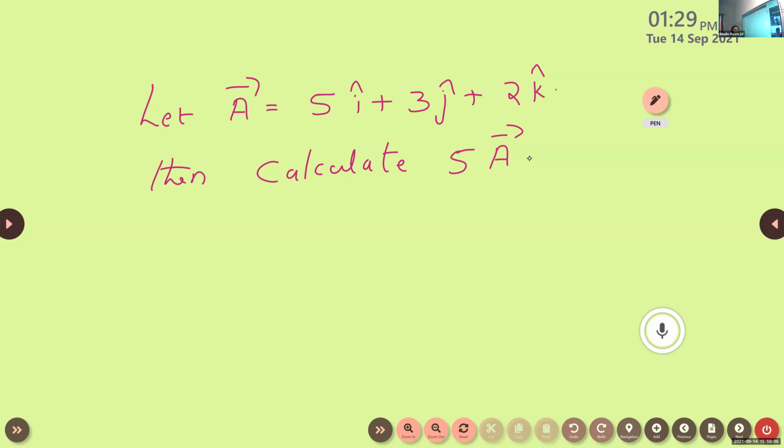Try to connect it with the first characteristic of multiplication of a vector by a scalar. Ma'am, it's 15 j cap. Yes, 15 j cap. One minute, it's not clear to me. Can you chat? Ma'am, it's 15 j cap. Ah, yes, right. Thank you, dear. Sorry, 5 into 3, 15.